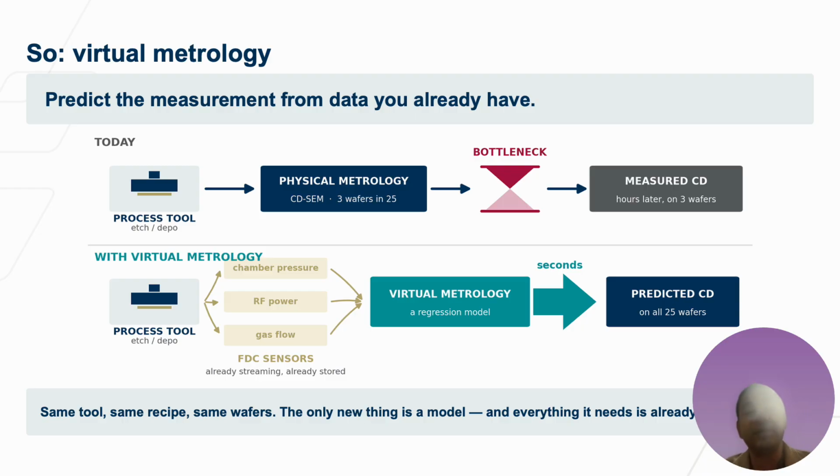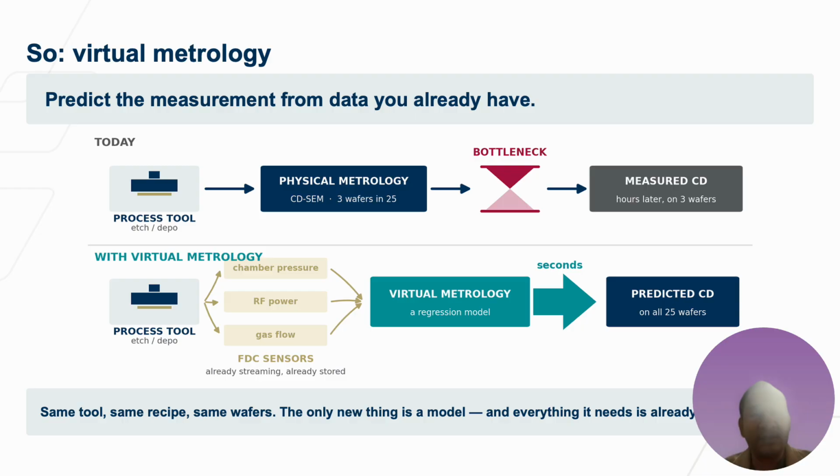Now the same tool, same recipe, same wafer, nothing changed about the process. But the tool has been streaming sensor data the entire time. Chamber pressure, RF power, gas flow, hundreds of channels sampled every second, everything logged, everything stored, and in most fabs never looked at again unless something breaks. Feed those into a model and the model returns the predicted CD. 2 things change. It arrives in seconds rather than hours. It arrives for every wafer in a lot rather than 3.